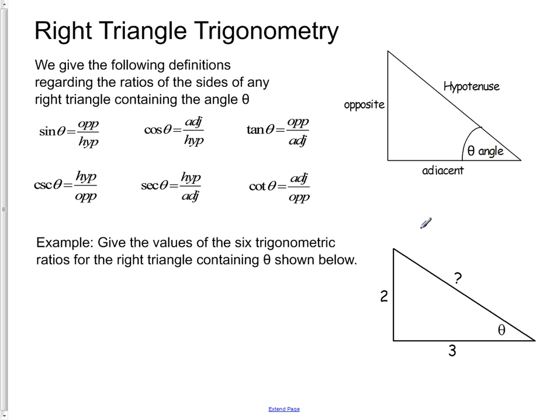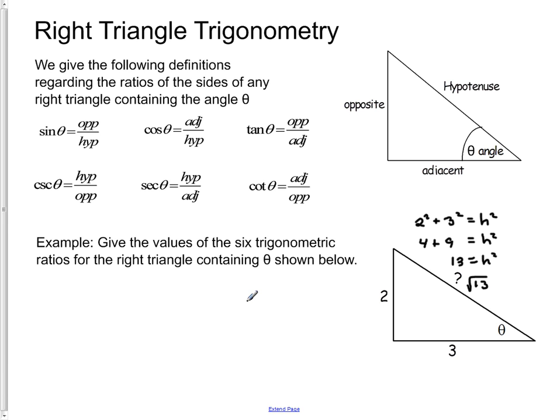By the Pythagorean Theorem, if we take the square of one side and add it to the square of the other side, we get the square of the hypotenuse. In this case, that's 4 plus 9, which is 13. But don't forget, we're taking the square root, since our hypotenuse is always considered a positive value. Our hypotenuse itself is the square root of 13.